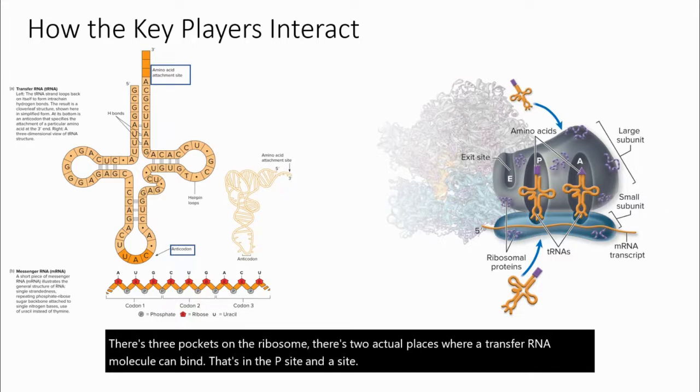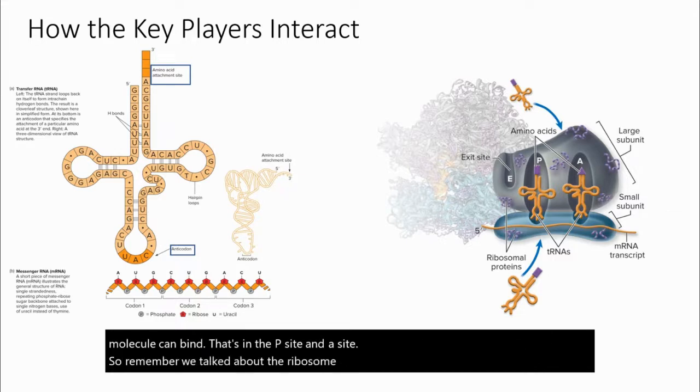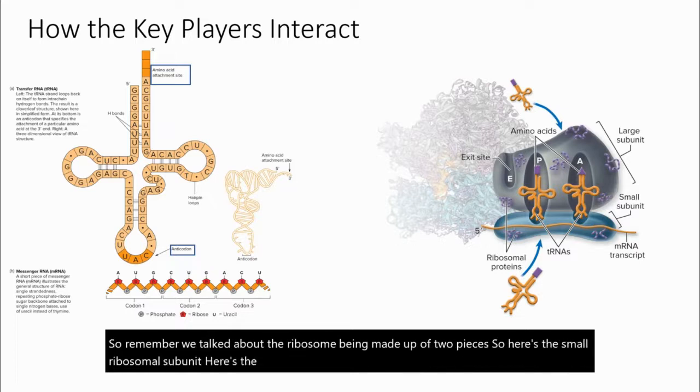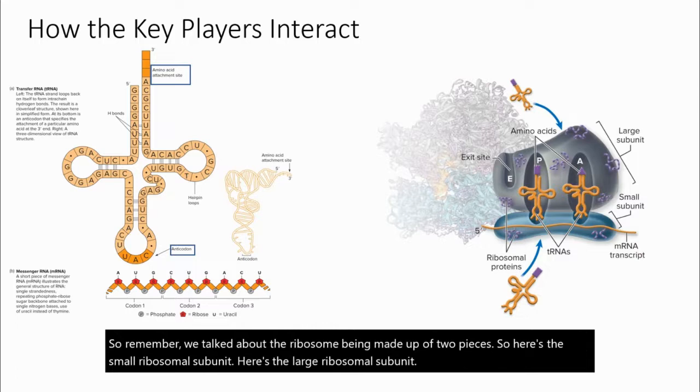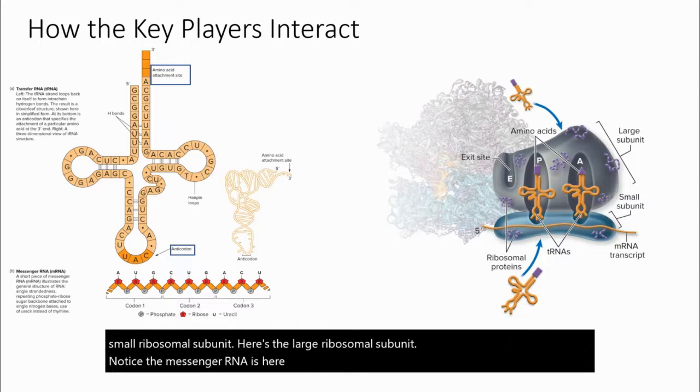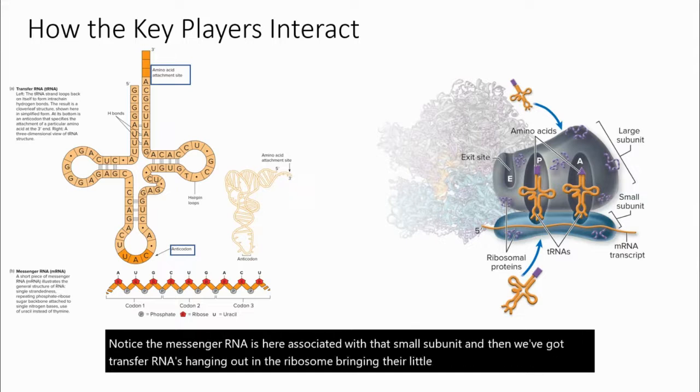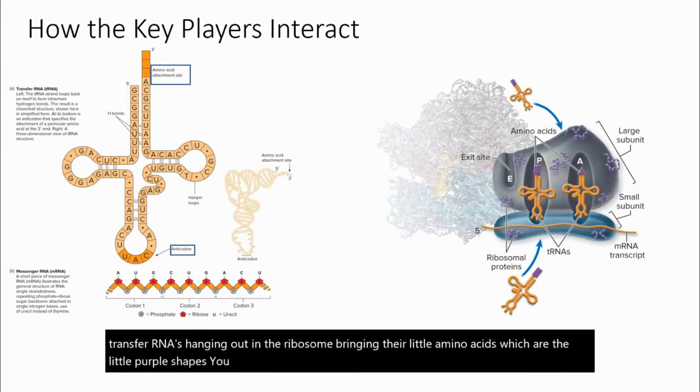So remember, we talked about the ribosome being made up of 2 pieces. So here's the small ribosomal subunit. Here's the large ribosomal subunit. Notice the messenger RNA is here, associated with that small subunit. And then we've got transfer RNAs hanging out in the ribosome, bringing their little amino acids, which are the little purple shapes you see here. So notice we have all 3 of our key players interacting so that the process of translation can occur.